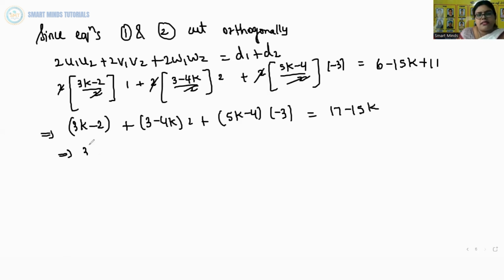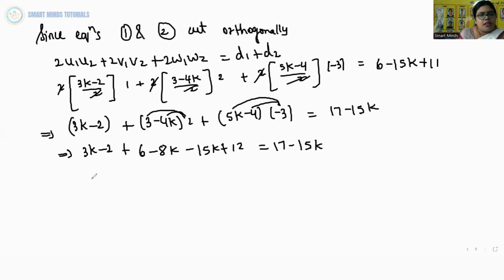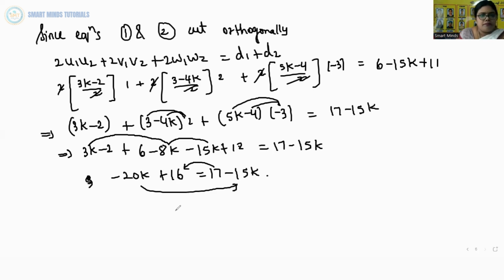Now if you open the brackets, 3k − 2 plus 3 twos are 6, 4k into 2 is 8, so 6 − 8k. Now this into this into this: −15k + 12 = 17 − 15k. So you get 3k, see, −15k − 8k is −23k. −23k + 3k is −20k. Now 12 + 6 is 18. 18 − 2 is 16 = 17 − 15k. If I take this term here and this term here, we will get 5k = −1. So k = −1/5.